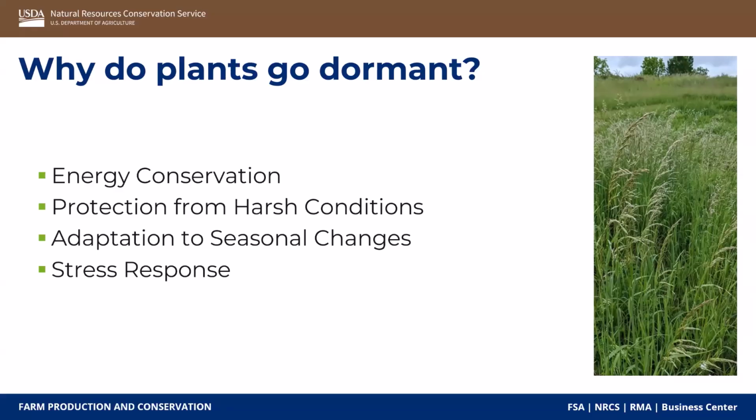Adaptation to seasonal changes, I kind of touched on warm season versus cool season. Every single plant has its own niche of where it grows the best. It's adapted to those niches over millions of years. It knows when it needs to grow and when it doesn't, and when the conditions are favorable. Then stress response. That goes back to the drought. Less water, it can't really grow during that time, or during harsh freezes. Harsh freezes can start that process.